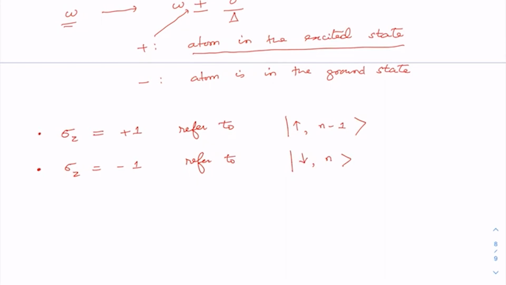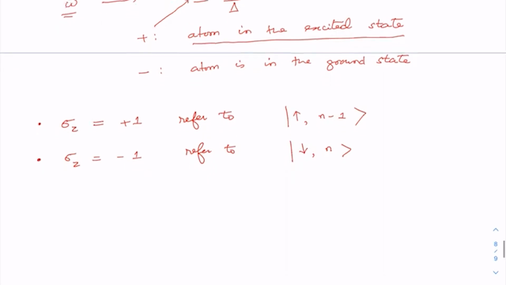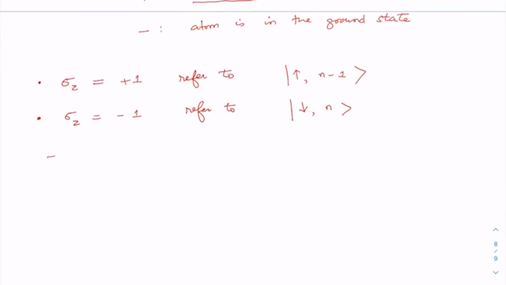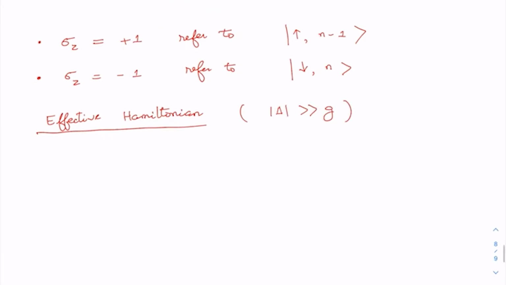So then we can write an effective Hamiltonian for the system for the dispersive case. Now you recall what we had earlier for the field mode in the Jaynes-Cummings model. In the field mode, the field energy is h cross omega, and then we had a dagger a.